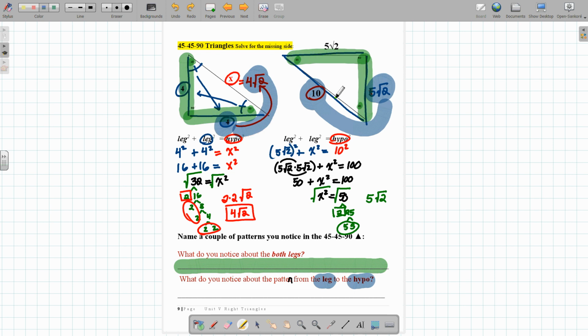It is the same pattern for both. What happened? How did we get from 4 to 4 root 2 and 5 root 2 to 10? We did the exact same thing. I am not going to fill those in for you. I'd like you to take about 30 seconds and really rack your brain. What is the pattern for both of these? Pause the video if you need to.